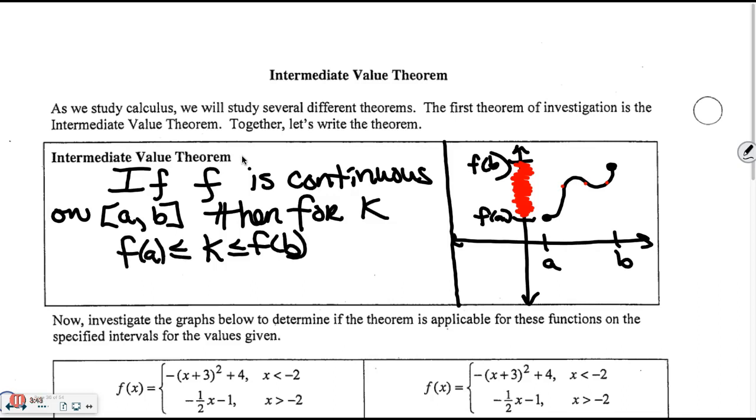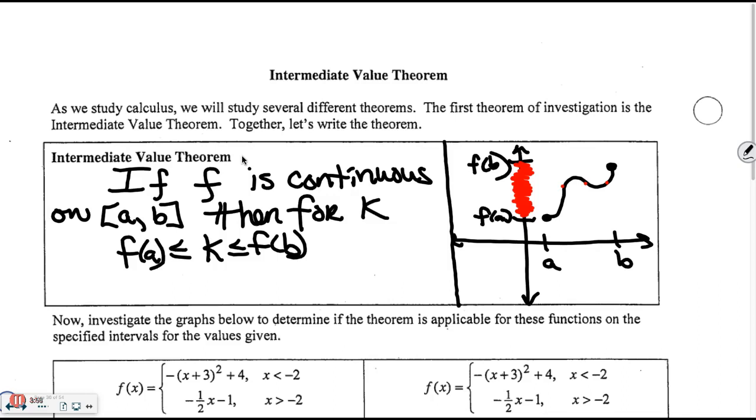So you have to make sure the function's continuous, and you have to make sure that the y value is between them. Like I woke up, it was 61 degrees. When I go home, it's supposed to be 80 degrees. It could have been 58 right now, but I'm not guaranteed it, right?